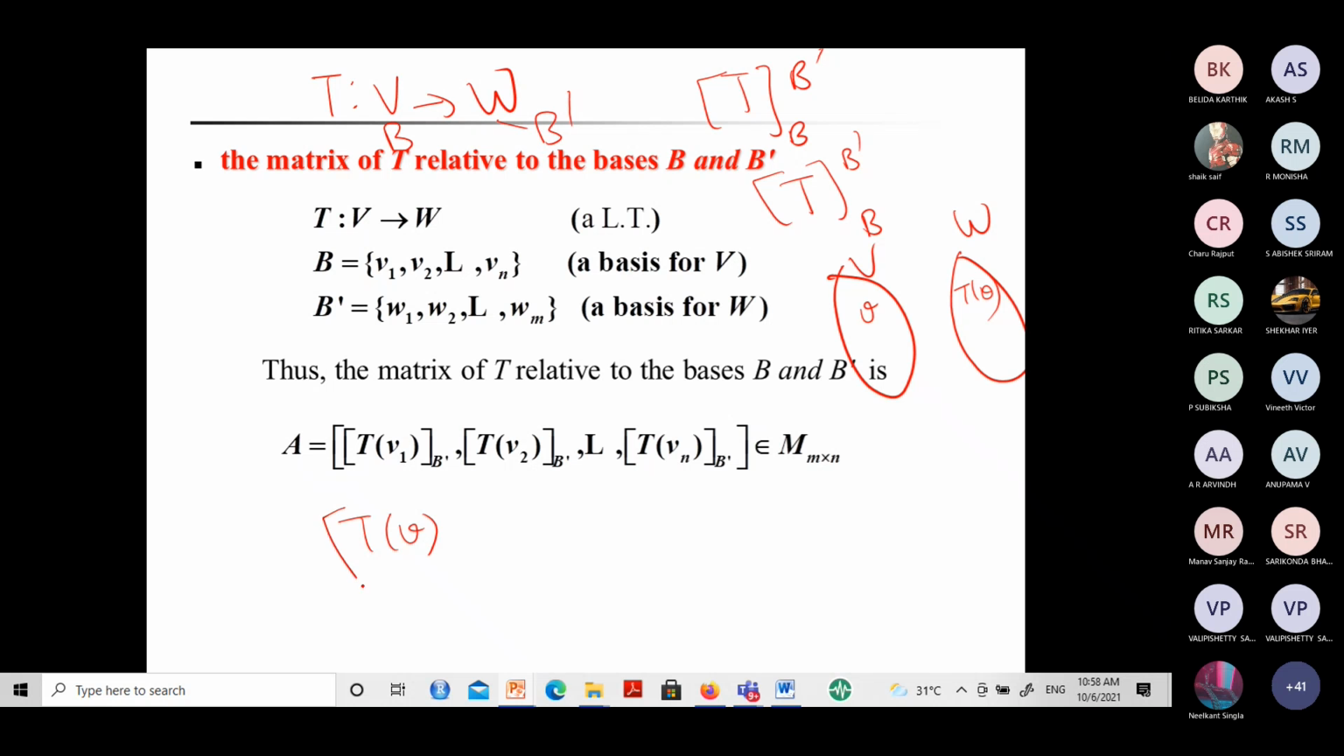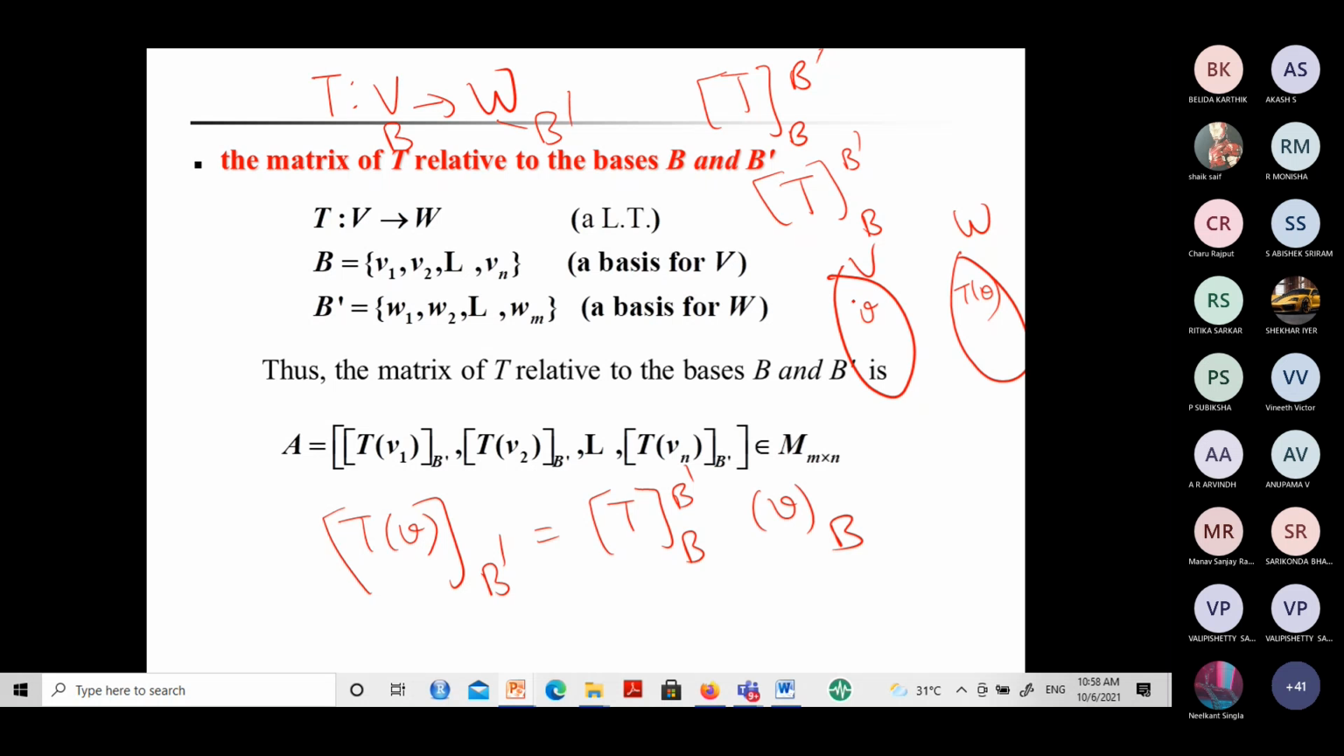T of v can be written as a linear combination of the basis elements here, B dash. Notice T of v is a vector. What does this symbol denote? It is the coordinate vector of T of v with respect to B dash. That is equal to T from B to B dash into v with respect to B.